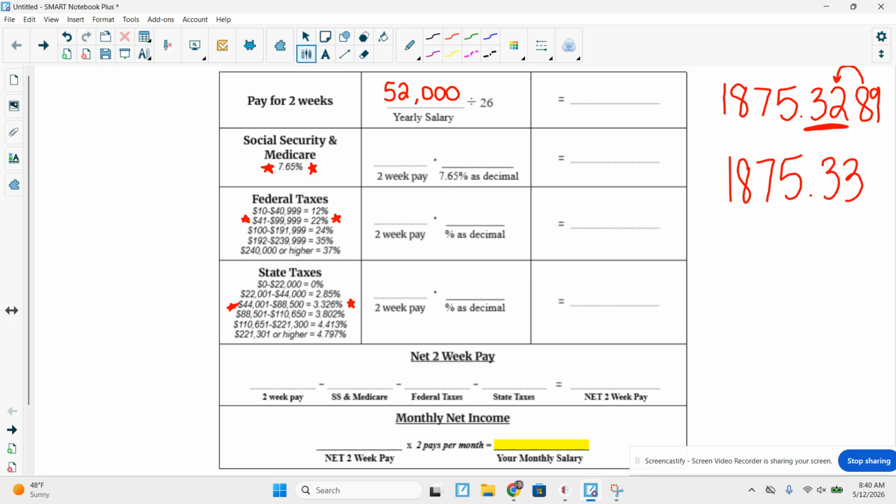For me, 52,000 divided by 26 is 2,000. It comes out nice for me. If you make more than 52,000, this number should be higher than what I have. If you make less than 52,000, your number should be lower than what I have. If you make more, your number should be higher than mine. If you make less, your number should be less than what I have up here.